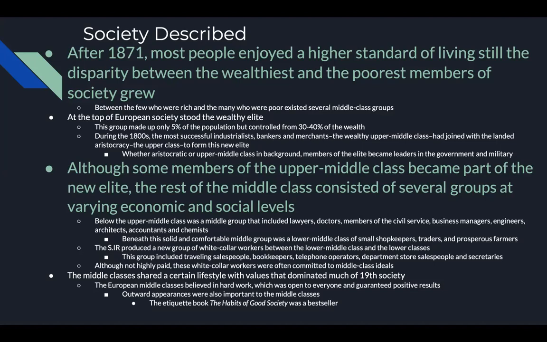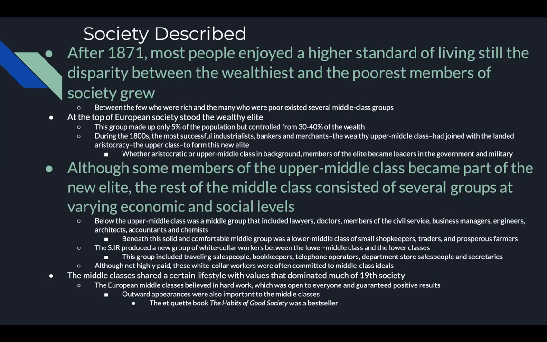During the 1800s, the most successful industrialists, bankers, and merchants, the wealthy upper middle class, had joined with the landed aristocracy, the upper class, to form this new elite. Whether from aristocratic or upper middle class backgrounds, members of the elite became leaders in the government and military. Although some members of the upper middle class became part of the new elite, the rest of the middle class consisted of several groups at varying economic and social levels.